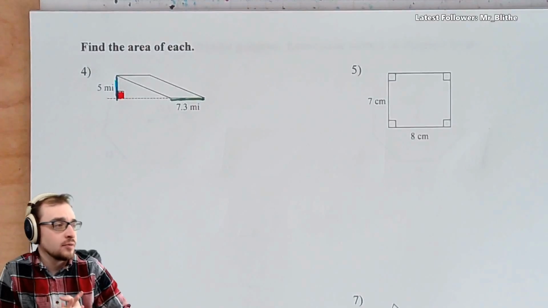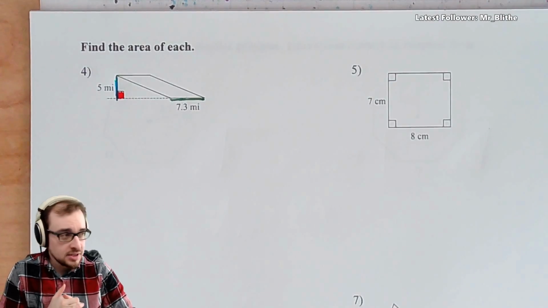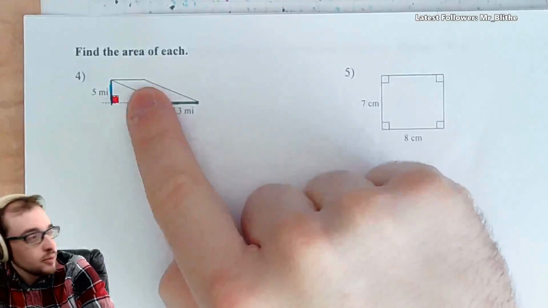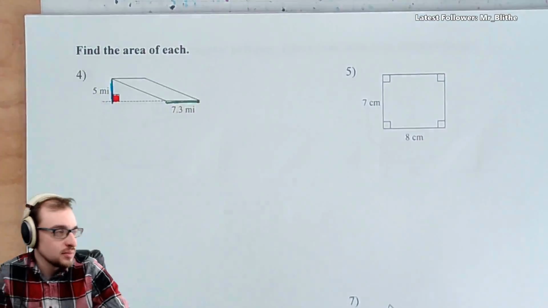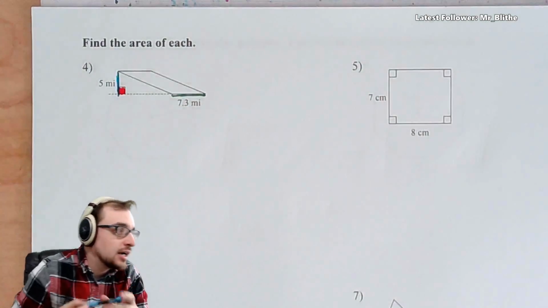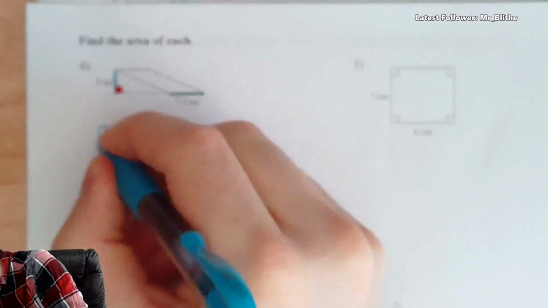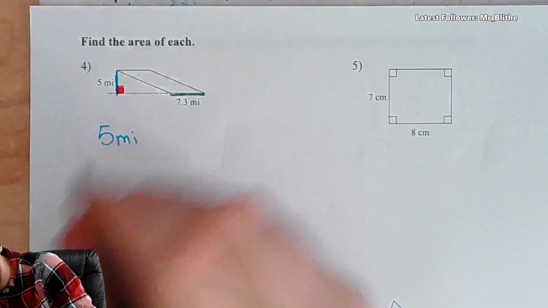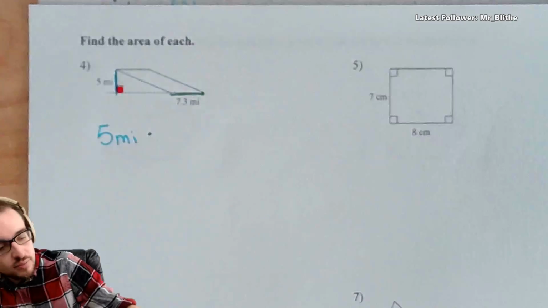Well, we know the area for a parallelogram is calculated by base times height, right? We move this triangle right here. We cut a little line, maybe move it over, something like that, right? So what we're going to do is 5 times 7.3. So we have 5 miles times 7.3 miles.